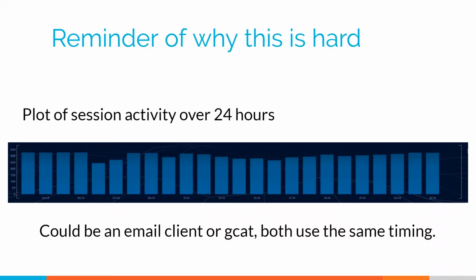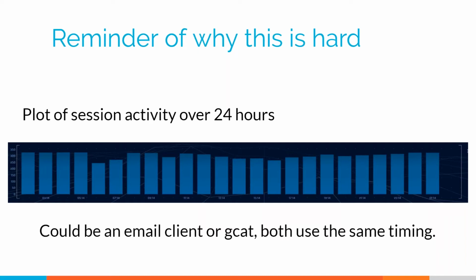Cool. So just as a reminder why this is hard, it looks just like an email client. This is another plot out of AI-Hunter. This is connectivity between these two IP addresses over a 24-hour period of time. This could be an end user. This could be a backdoor. Regardless of which one you're looking at, it's going to be hard to tell.